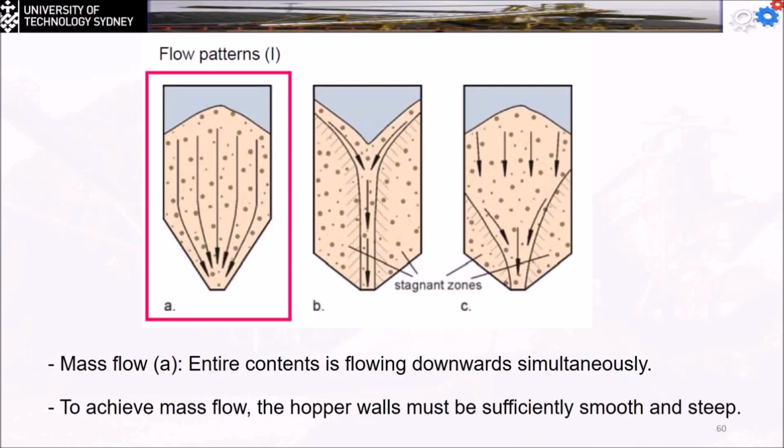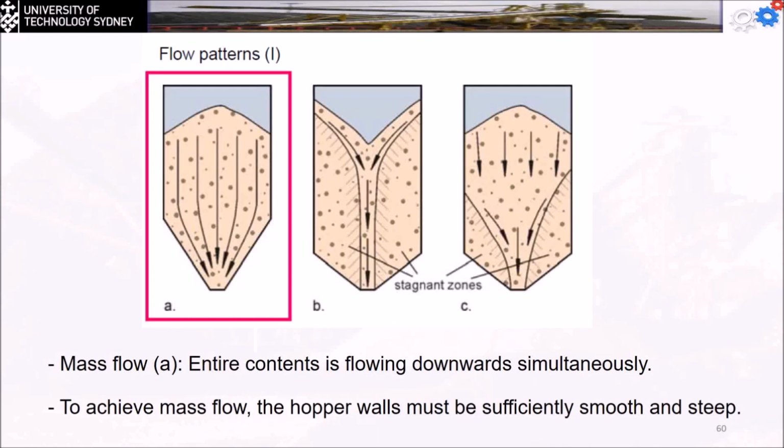So that's what we would like to have, a mass flow. We're always looking for mass flow, where the entire contents flow downwards at the same time. But to achieve mass flow, the hopper walls must be sufficiently smooth and steep. If you make this angle less steep, of course the material is going to build up on this side. So the steeper, the better the flowability.